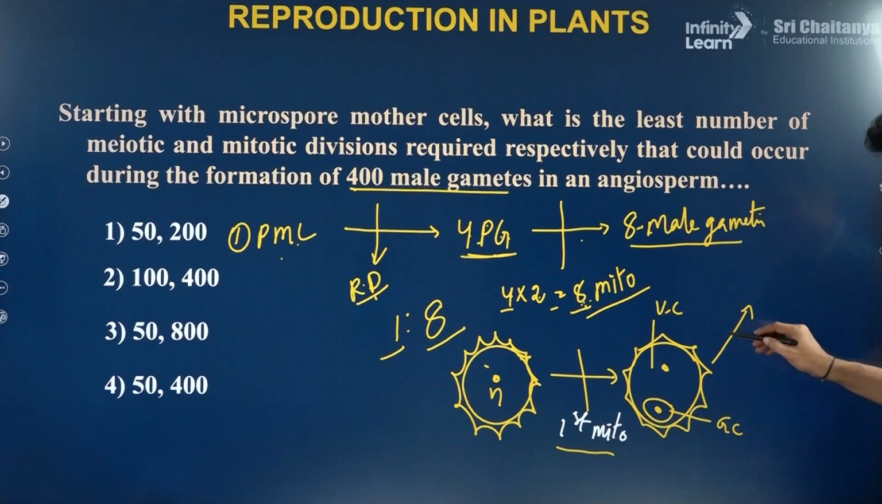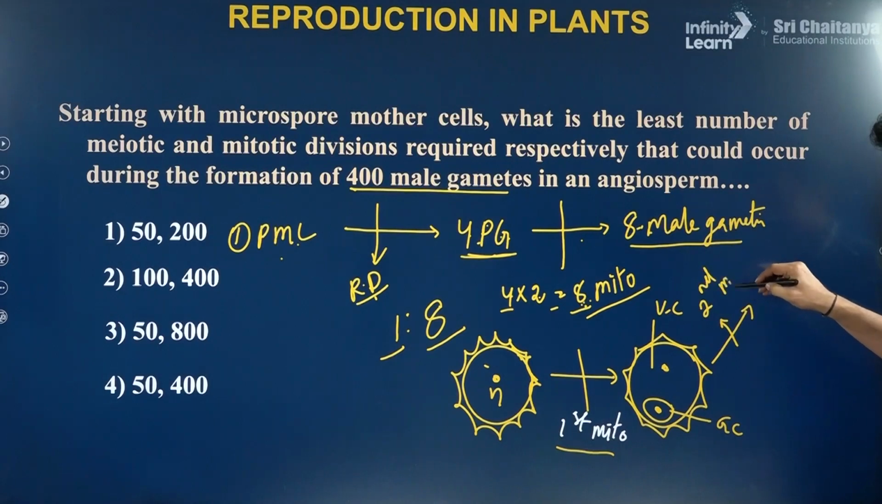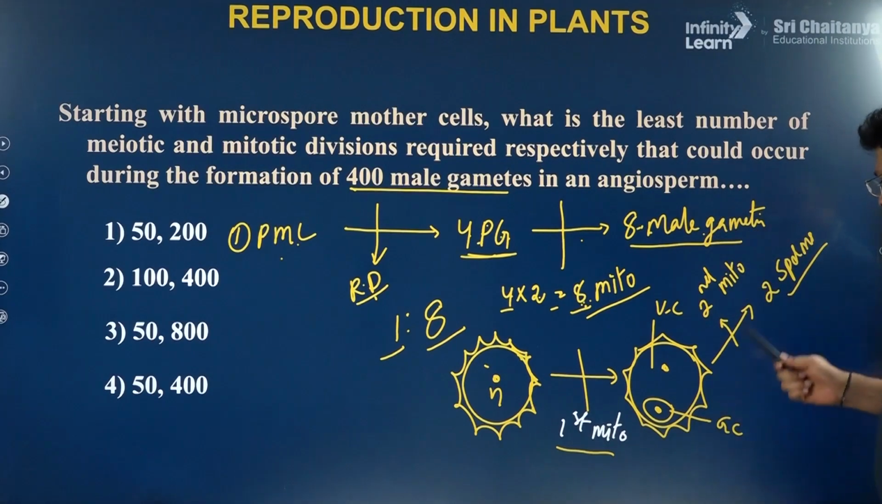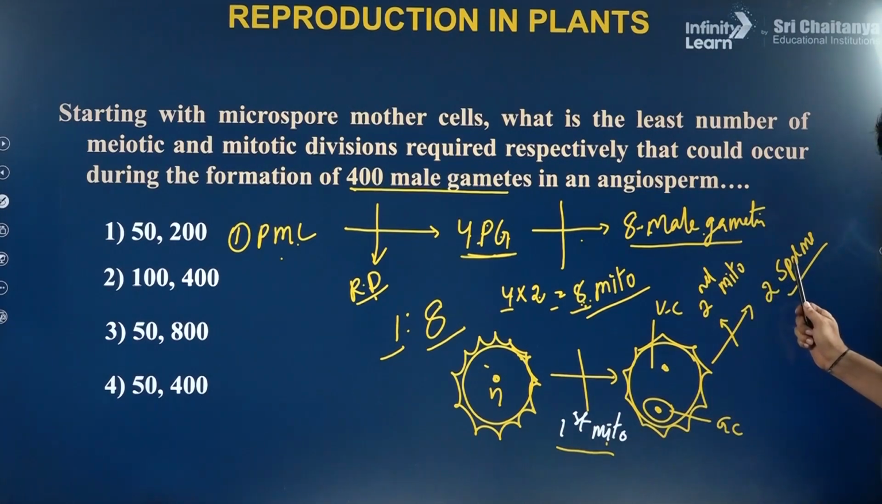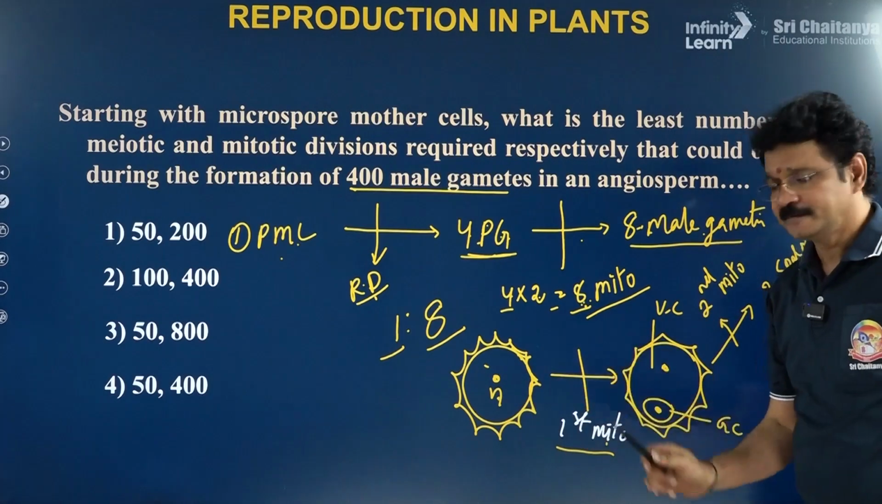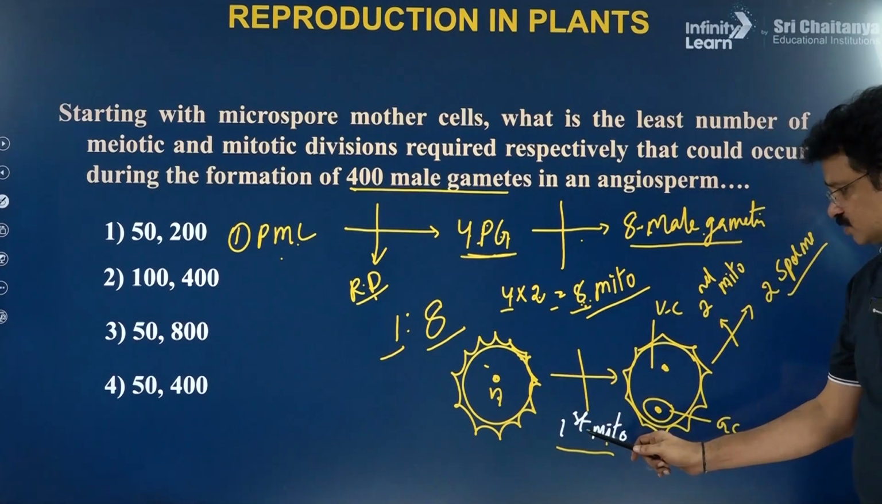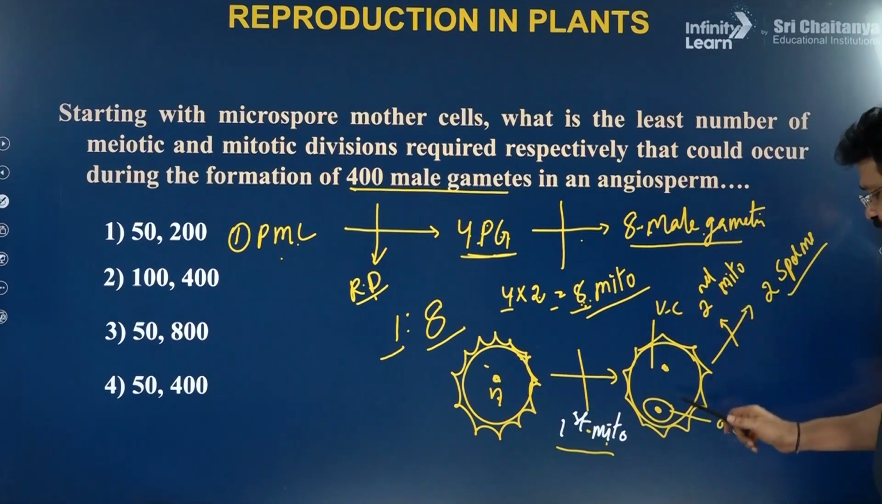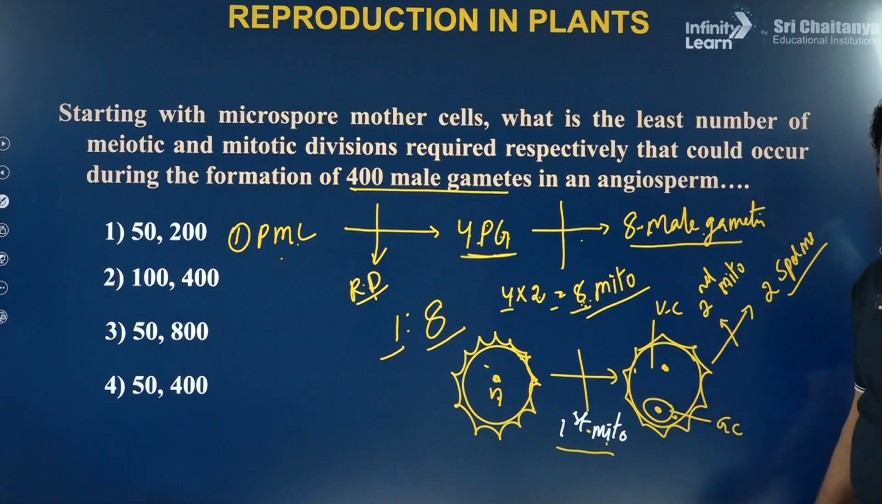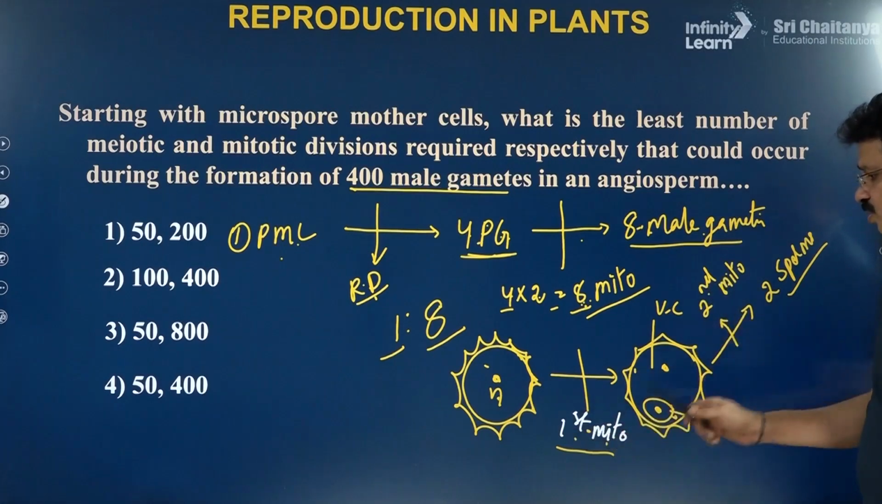The generative cell undergoes one more mitotic cell division. That is the second mitosis. It gives rise to 2 sperms. Another name for sperm is male gamete. Finally, tell me how many mitotic cell divisions are needed to yield 2 sperms from one pollen grain? 2. One is the first mitotic division in the haploid nucleus of the pollen grain. The second mitotic division occurs in the generative cell of the 2-celled pollen grain. Total number of mitosis is 2 in each pollen.